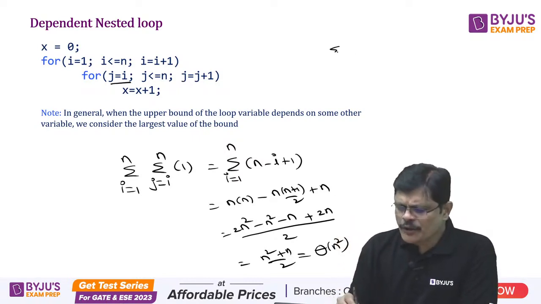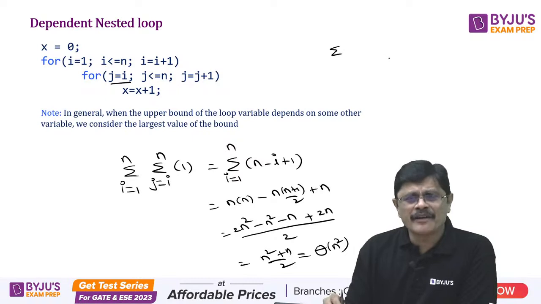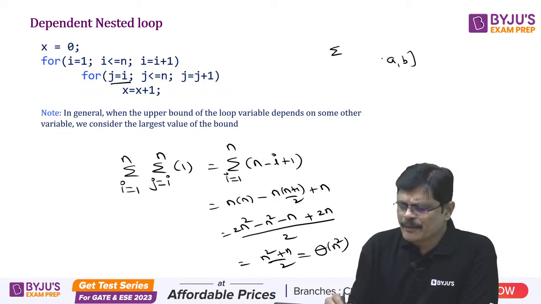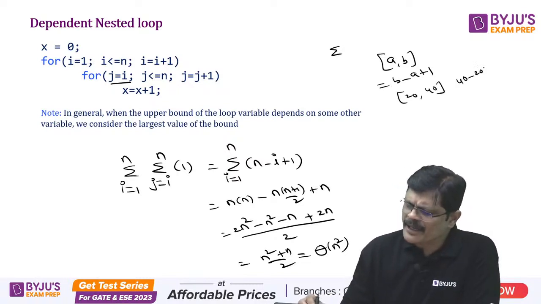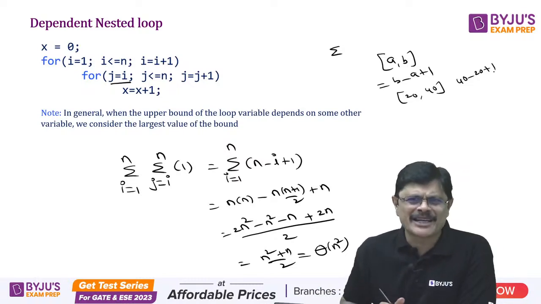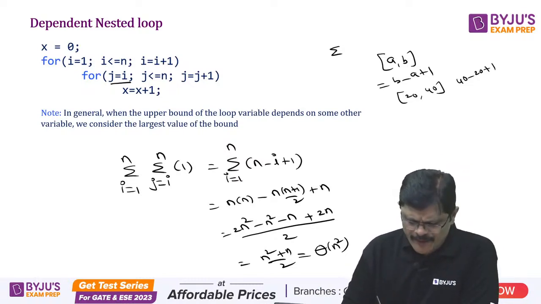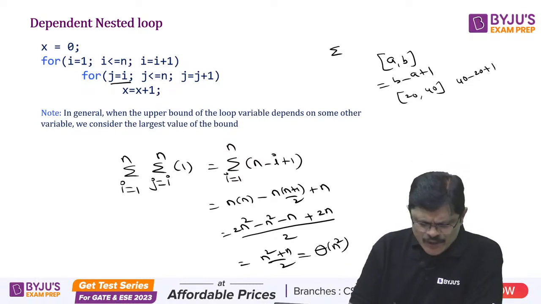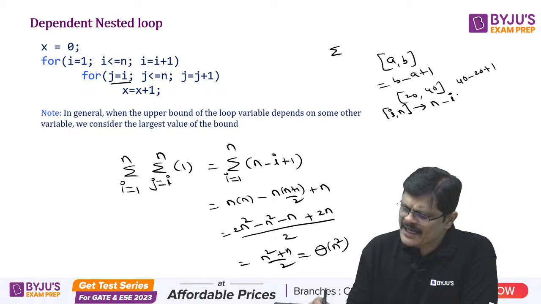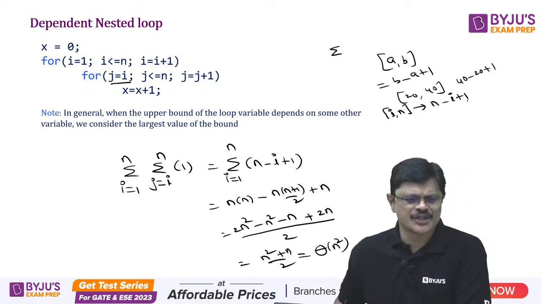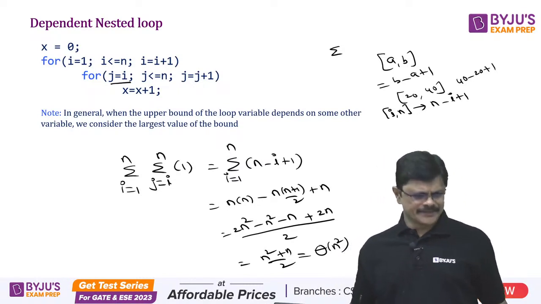See, whenever you are going from A to B, both included, that is given by B minus A plus 1. Suppose 20 to 40 both included, how many numbers are there? 40 minus 20 plus 1. It is simple mathematics, my dear friends. So here you are going from J is equal to I to N. You are going from I to N. So how many numbers are there? N minus I plus 1. That's it. Nothing more.